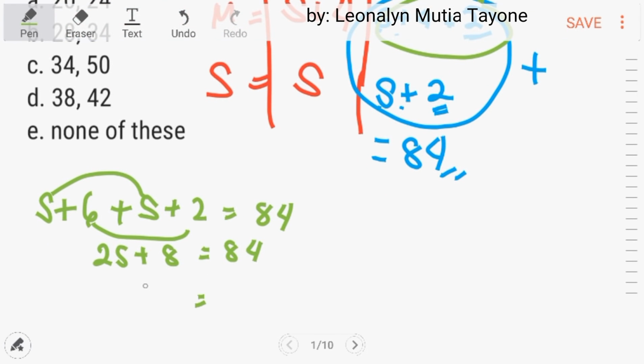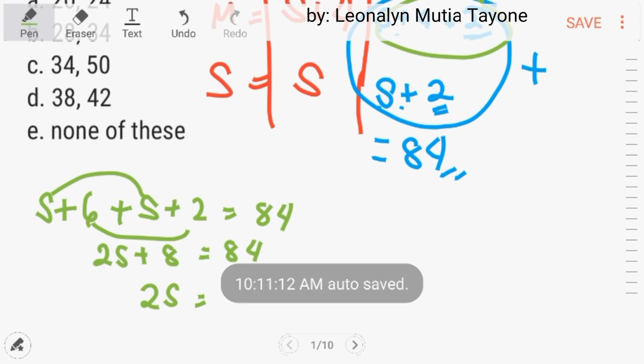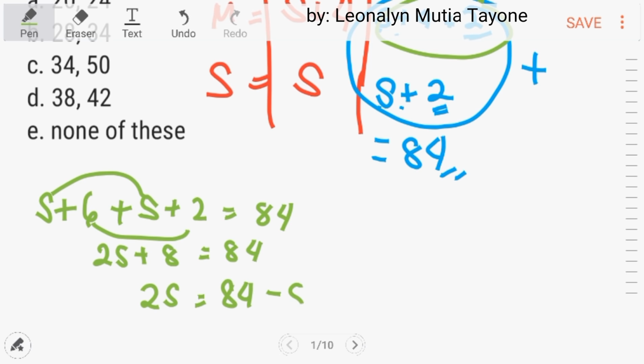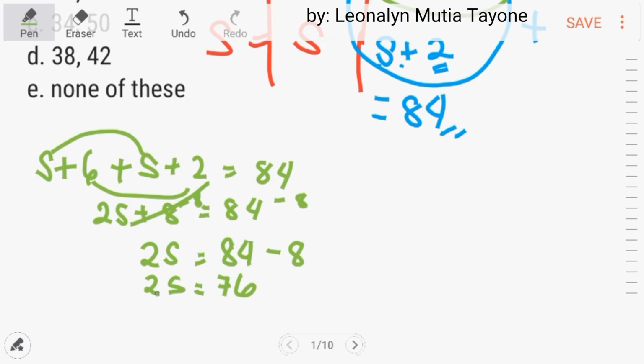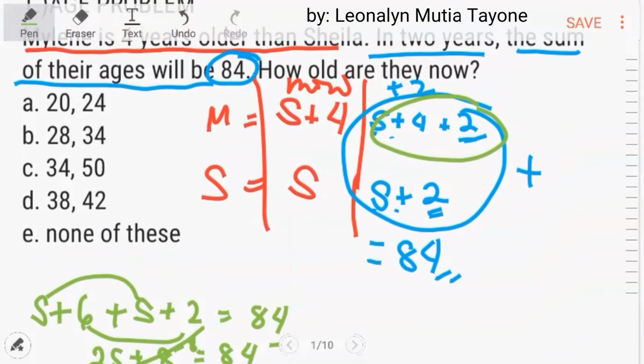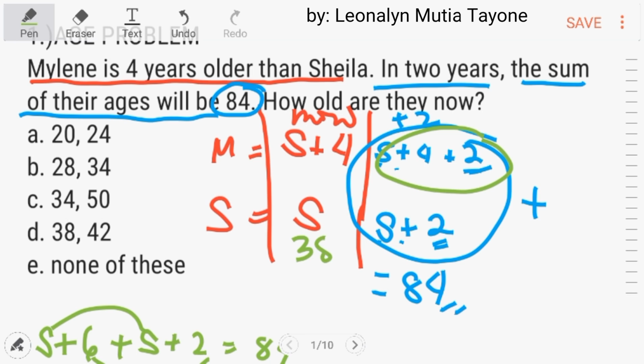And then, 2S, tapos 84, minus 8, kasi nag-transpose tayo. Kung mag-transpose tayo, mag-minus 8 tayo dito, so cancel na si 8 dyan. Nandito na si 8. 84 minus 8, 76. So, 2S, 76. Para makancel naman si 2 dito at S na lang matira, mag-divide tayo ng 2. So, S na lang. 76 divided by 2, 38. So, ang equivalent ni S ay 38.